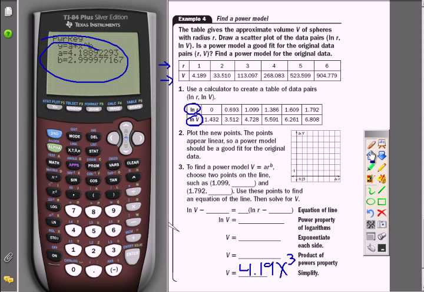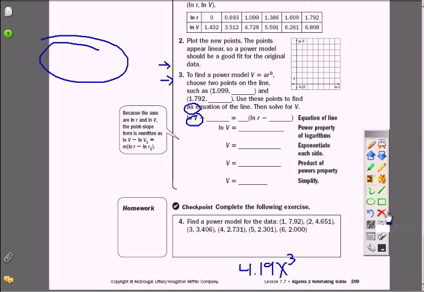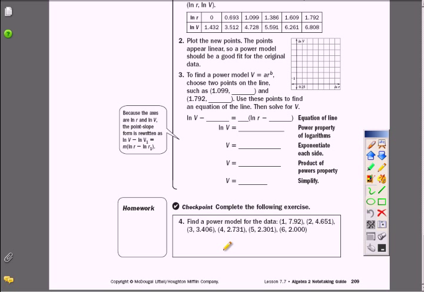You guys go ahead and do checkpoint number 4. I'll throw that answer up there and see if you can come up with checkpoint number 4 all on your own. So go ahead and pause it. All right, here's what you should get: 7.92 x to the negative 0.769. Don't need to show you work on that one.